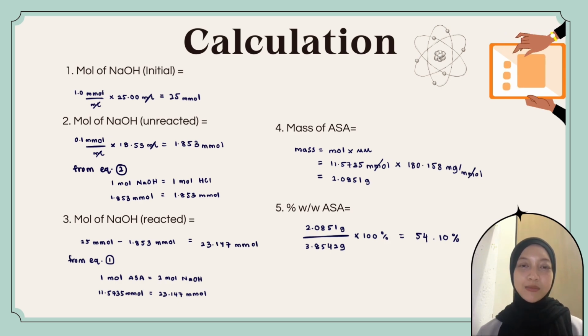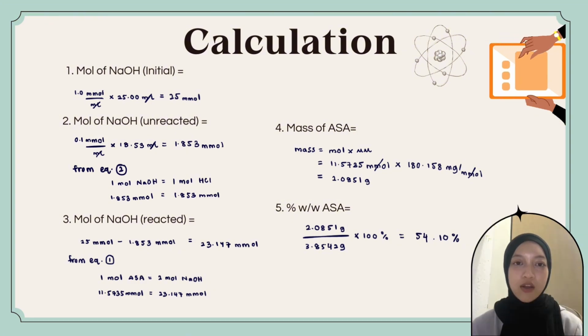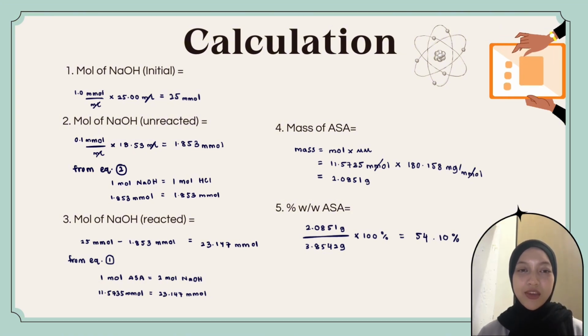The third step is to calculate the moles of sodium hydroxide reacted. The moles of sodium hydroxide reacted are calculated by subtracting the moles of sodium hydroxide unreacted, 1.853 millimole, from the initial moles of sodium hydroxide, 25 millimole, resulting in 23.147 millimole. From equation 1, 1 mole of ASA is equal to 2 mole of sodium hydroxide. Therefore, the mole of ASA is equal to 11.5735 millimole. Next, we calculate the mass of ASA.